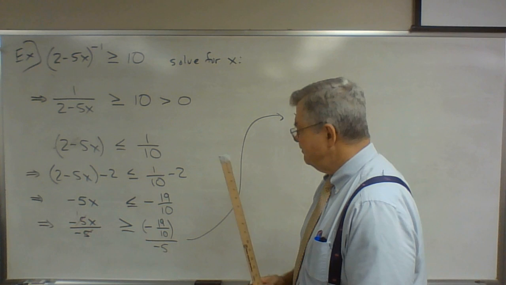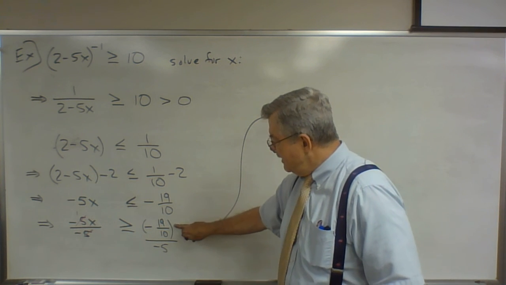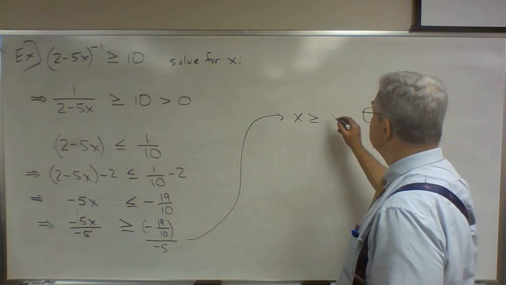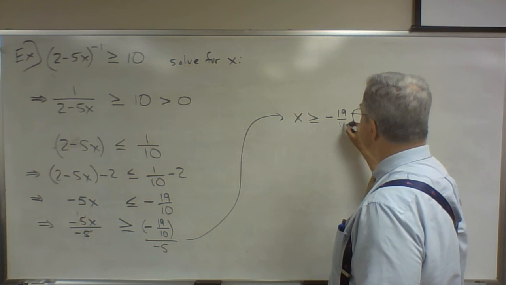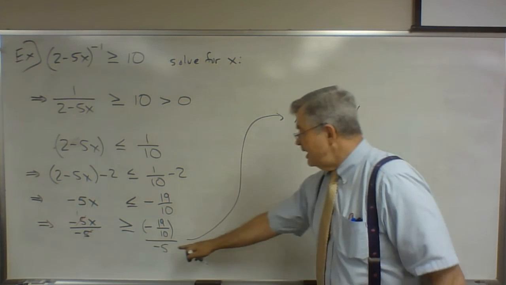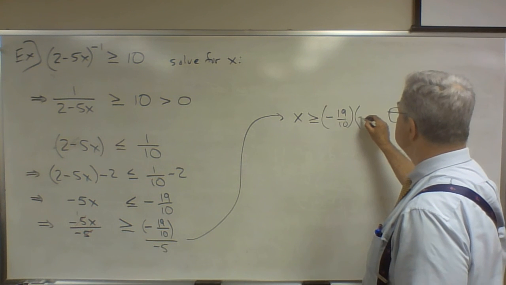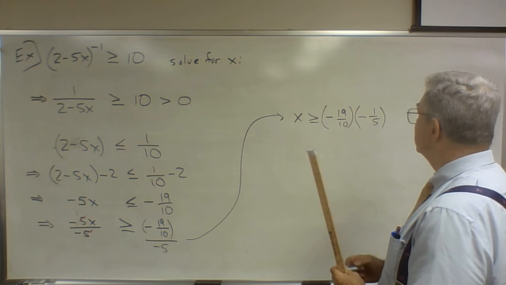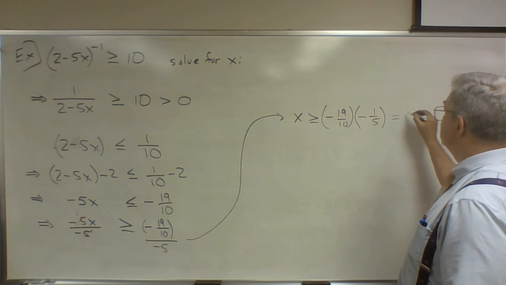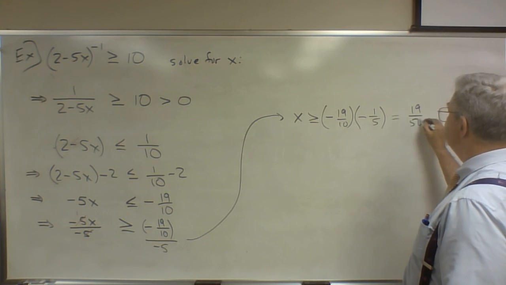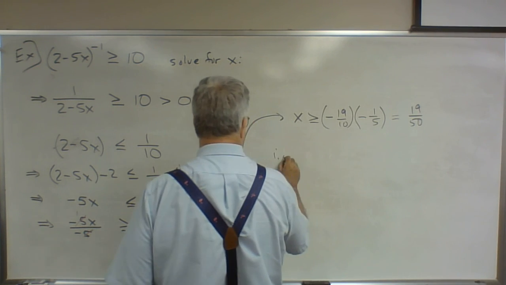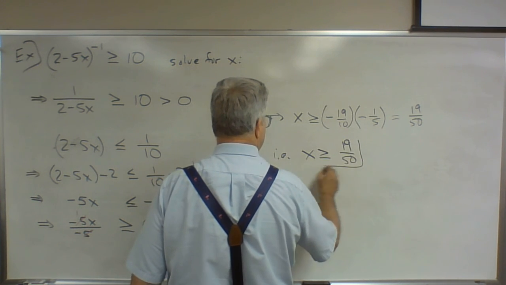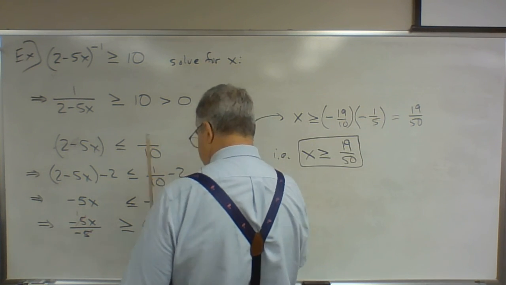I'm dividing a fraction by another number. Isn't that the same as multiplying by the reciprocal? So I'll take negative 19 over 10 and multiply by the reciprocal of negative 5, which is negative 1/5. Cool. And this is equal to 19 over 50. X is greater than or equal to 19 over 50. That's our solution.